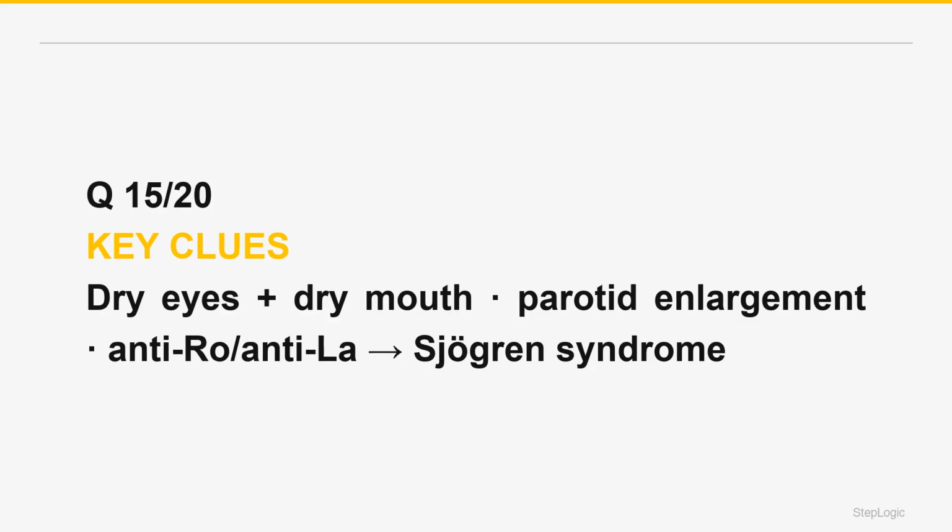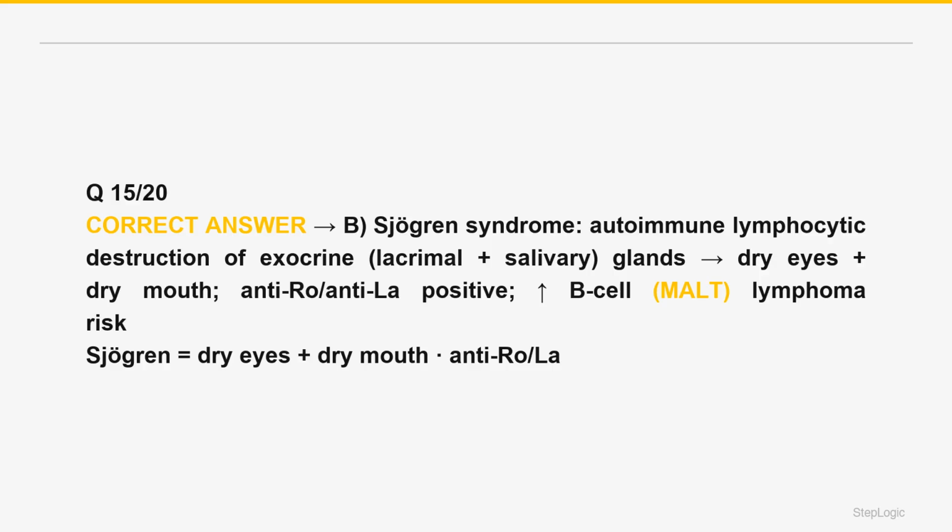This is Sjogren's syndrome, an autoimmune disease characterized by lymphocytic infiltration and destruction of the exocrine glands, principally the lacrimal and salivary glands. Destruction of the lacrimal glands causes dry eyes, keratoconjunctivitis sicca, a gritty sandy sensation, and destruction of the salivary glands causes dry mouth, xerostomia, difficulty swallowing dry food, dental caries, and parotid enlargement. It is most common in middle-aged women and can be primary or secondary to another autoimmune disease like rheumatoid arthritis. Correct answer is B.